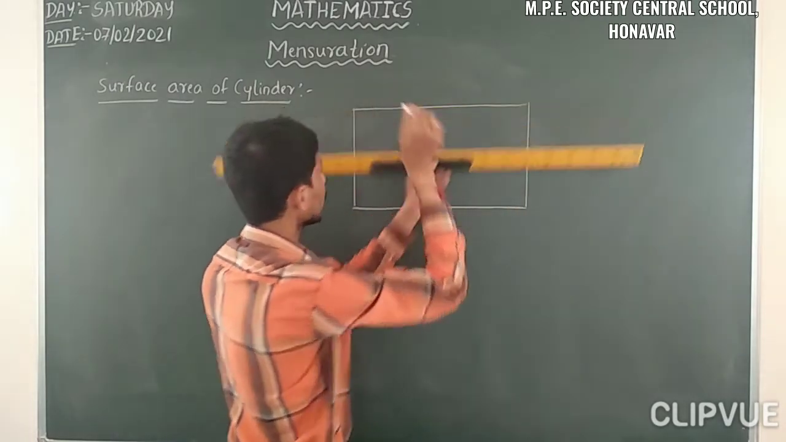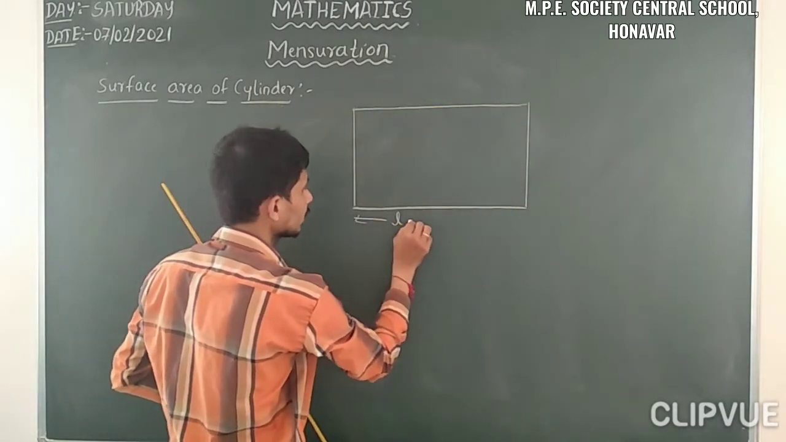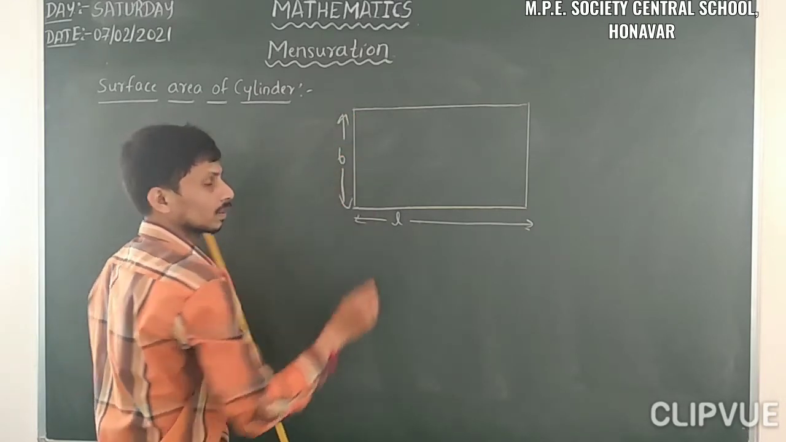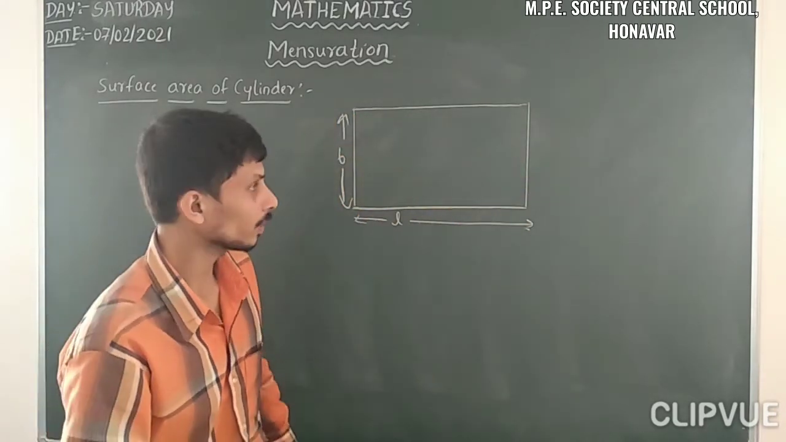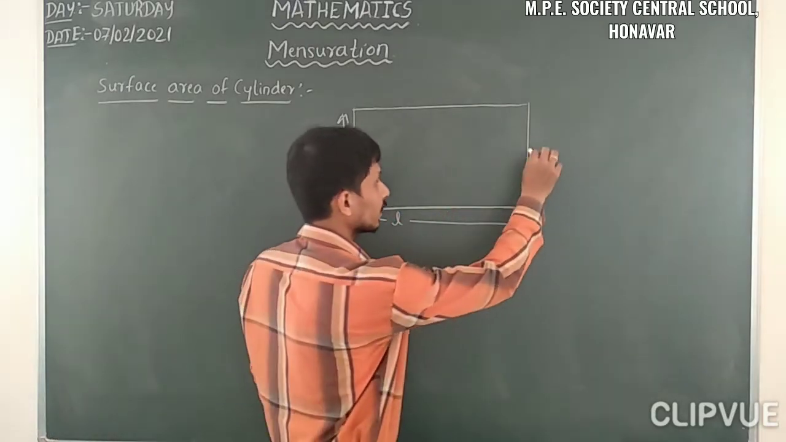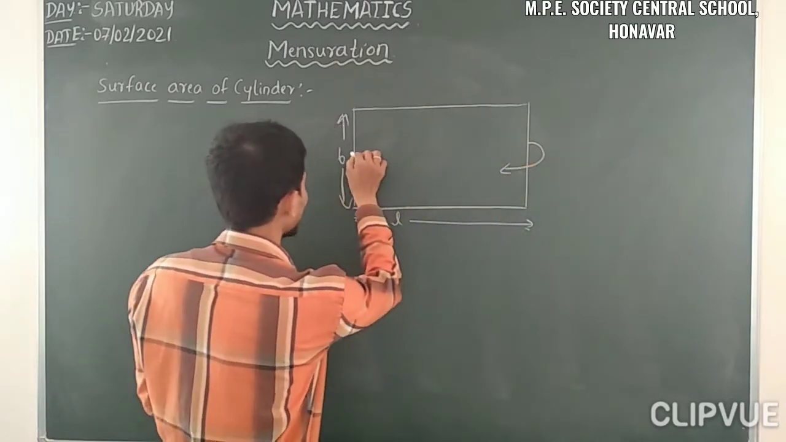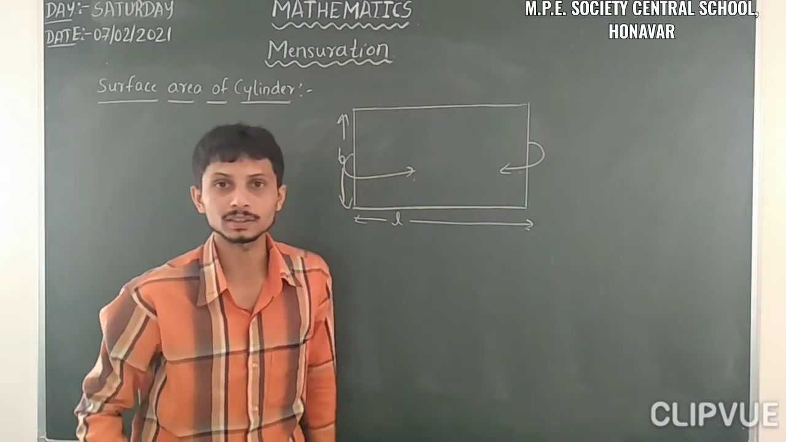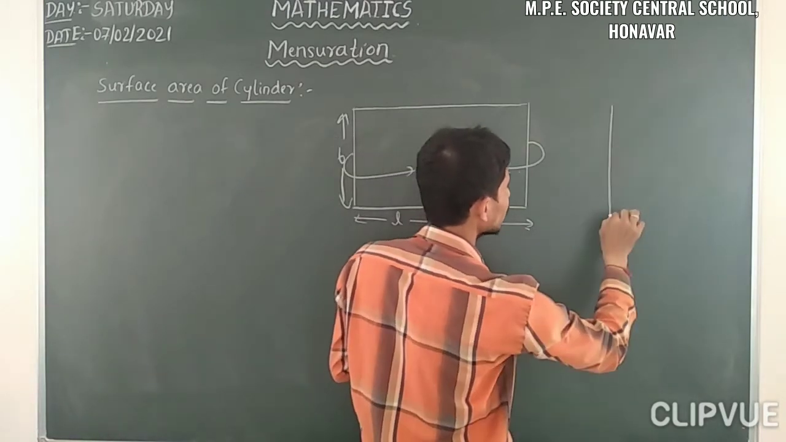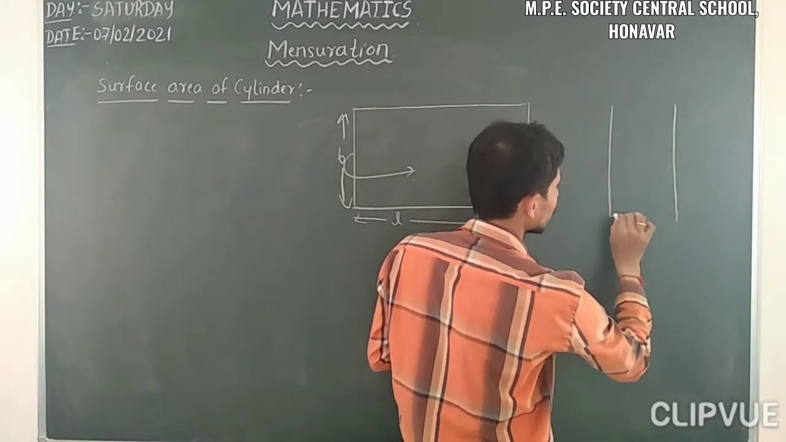So this is the rectangle. Here it is the length, and this is the breadth. Here what we have to do is join the opposite sides of the rectangle. That is, we have to rotate like this and rotate like this, then join this one. It is converted into the cylinder. Here we have the cylinder like this.